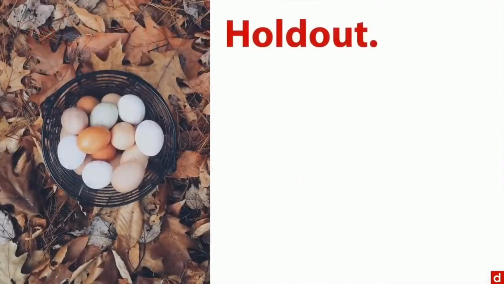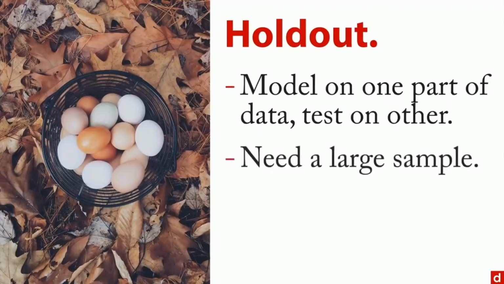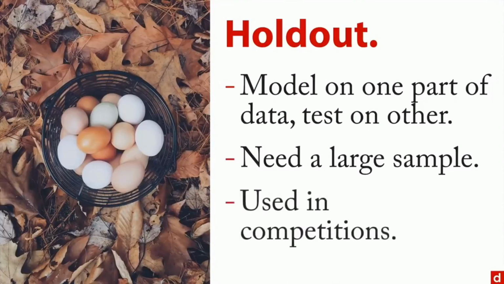Then there's holdout validation. This is where you build your statistical model on one part of the data and you test it on another. I like to think of it as the eggs in separate baskets. The trick is that you need a large sample in order to have enough to do these two steps separately. On the other hand, it's also used very often in data science competitions as a way of having a sort of gold standard for assessing the validity of a model.